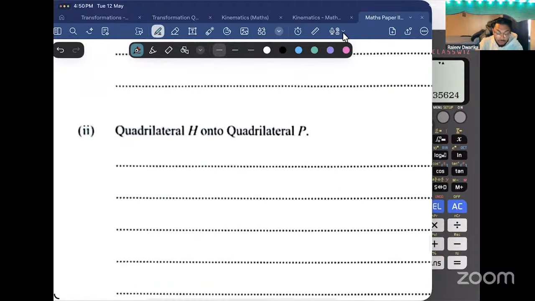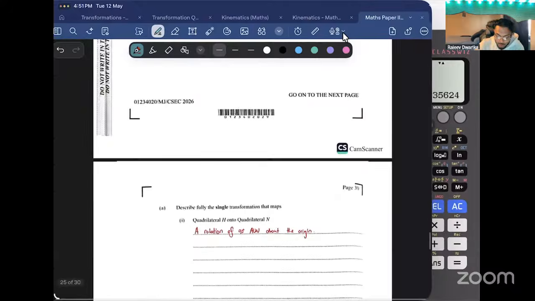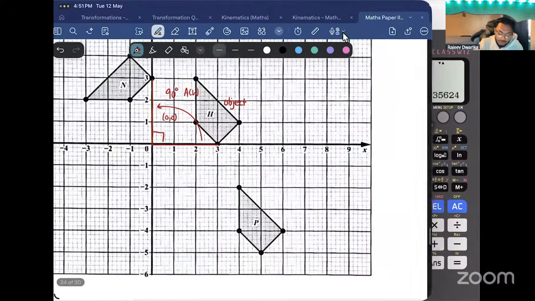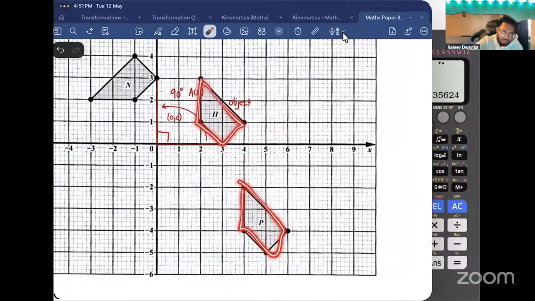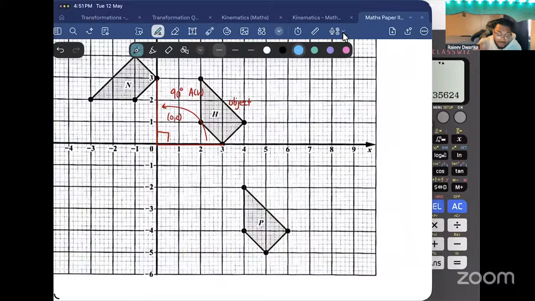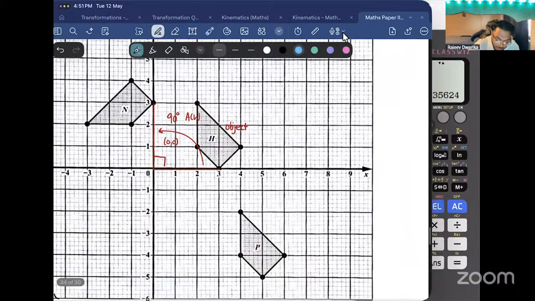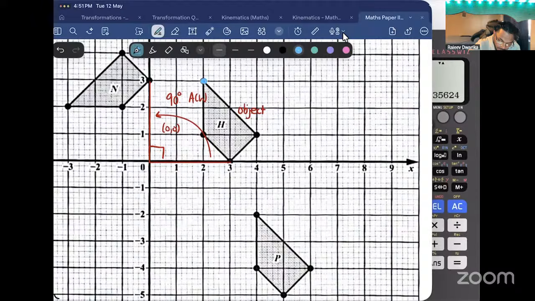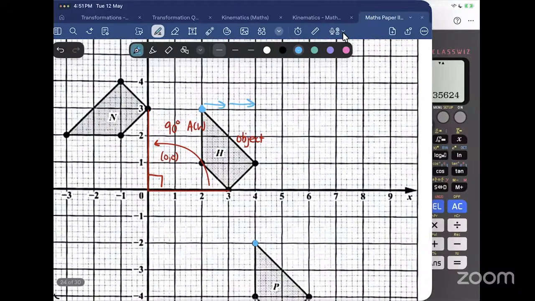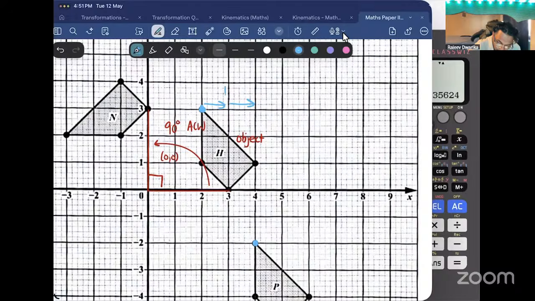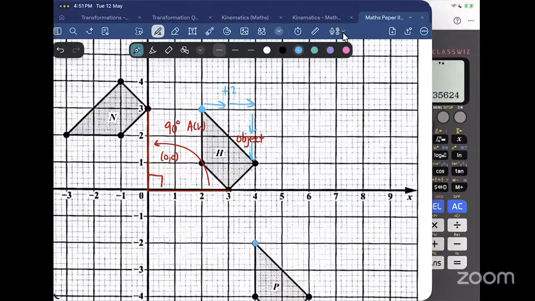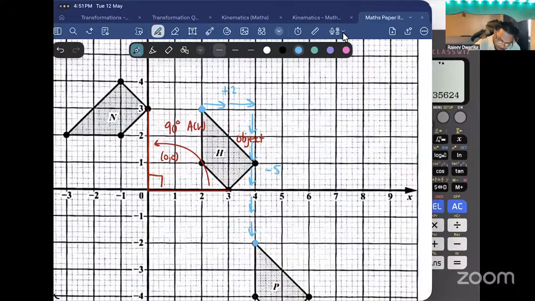Part 2. Quadrilateral H onto quadrilateral P. Notice that the size is the same. The only thing that changes is that it looks like you're going to slide. We could tell it's a translation. We need to figure out the column vector. We pick one of the points, so this point is the object and this is the image. How could we go to the image? I would have to go 2 to the right, positive, and then go -5. So the column vector would look like 2 minus 5.